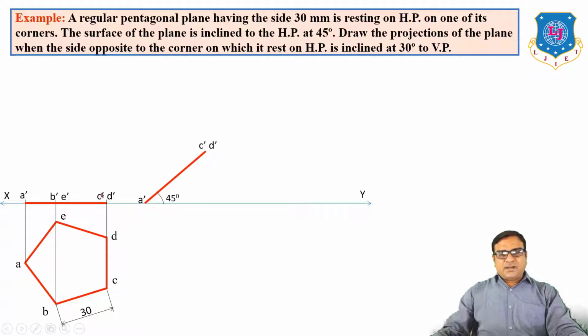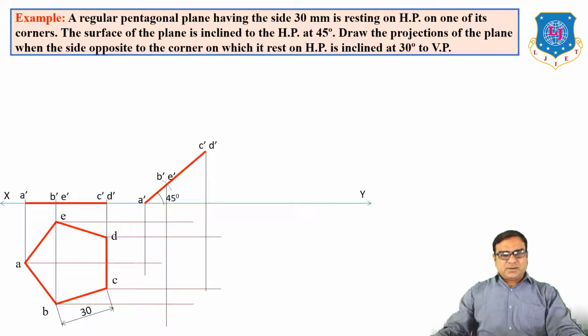incline 45 degrees and insert another point by taking radius A dash B dash, A dash as center, and here B dash. So this is the front view and the surface is inclined to HP. Now what will be the top view? By taking the vertical projection lines and horizontal lines from the top view, the intersection of the vertical line from A dash and the horizontal line from A, you will get A.